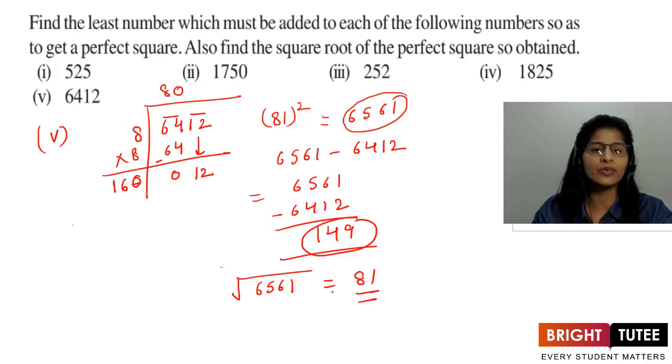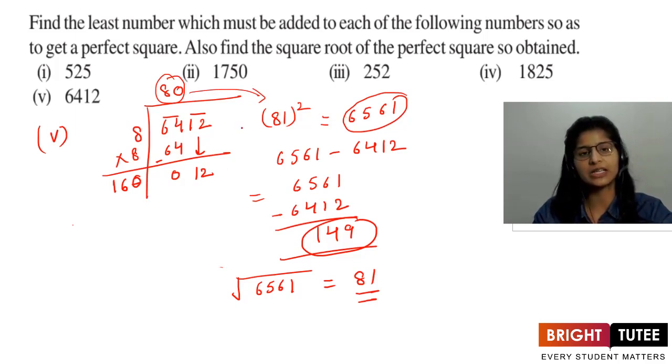So this is how we do the question of what should be subtracted. In that case, we just subtract the remainder from the given number. In case of what should be added, we focus on our question, take the next number after it, square it, and subtract your original number from that. Whatever answer you get is the number that you should add to 6412, or the given number, so that it becomes a perfect square, and the square root can be written directly from it. Clear? So let's move ahead now.